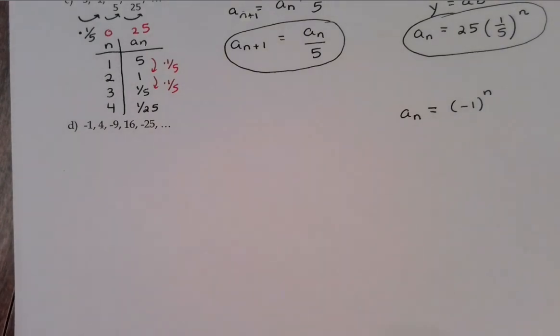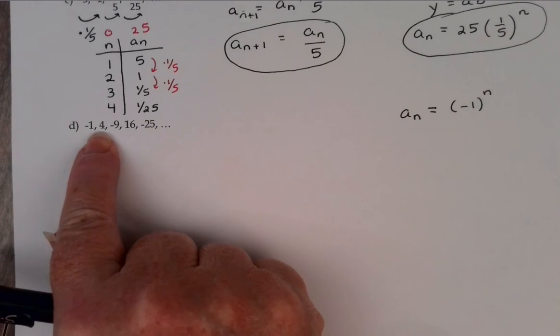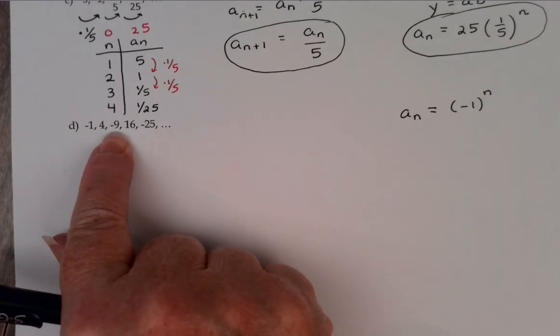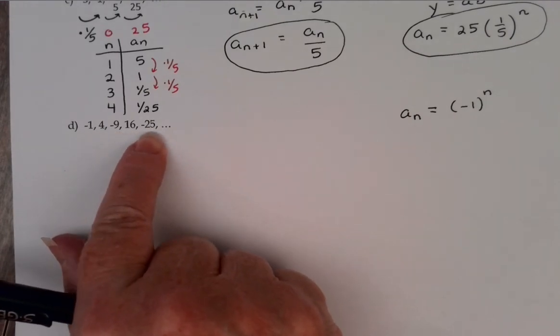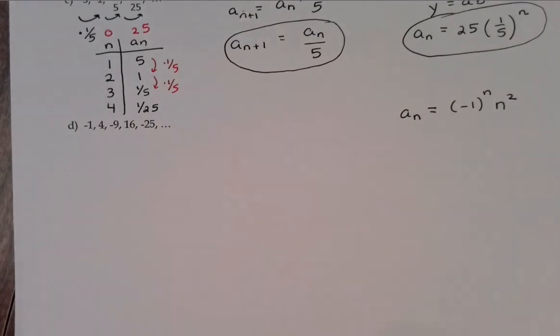All right, if you now ignore the negative signs, because we've got those taken care of, what do you notice about all of these numbers? 1, 4, 9, 16, 25. All perfect squares, right? So that's going to be times n squared.